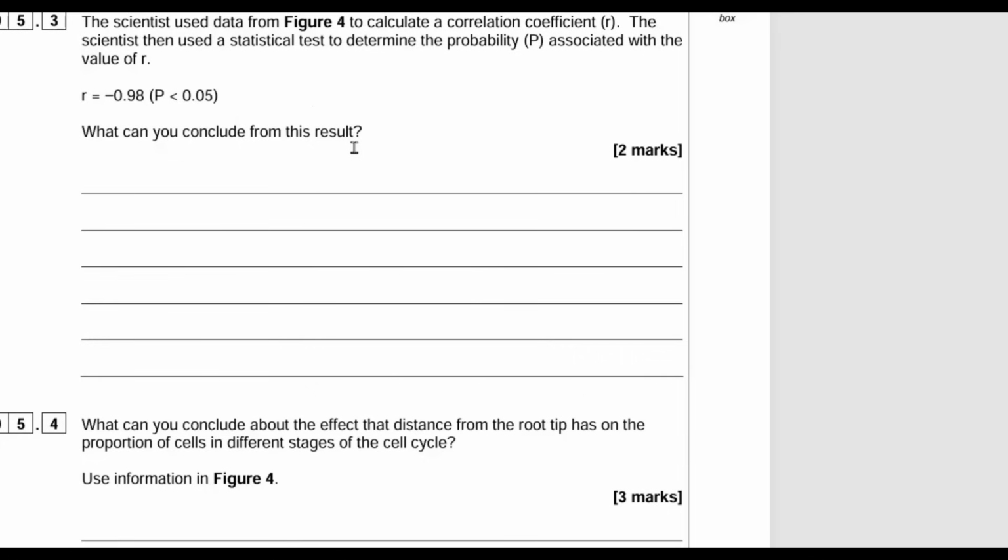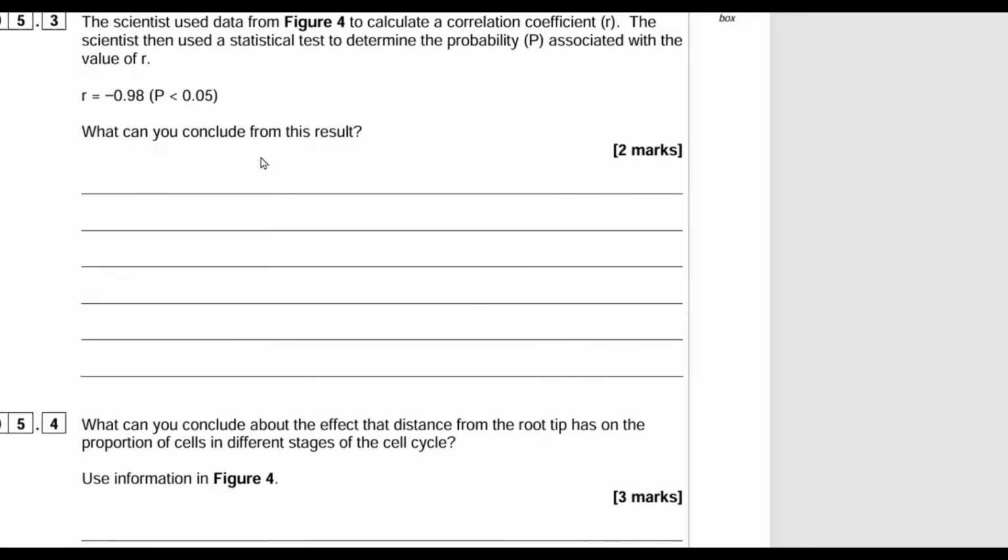What can you conclude about this result from that? Now, try to do this in your head, and then I'm going to go through it. So try to work out what they could conclude about that. And what they can conclude from this result, when we look at that graph, the graph was looking at a mitotic index and distance from the root cap. We're using Spearman's rank, or the correlation coefficient, to see if there is a correlation there. The null hypothesis would be there is no correlation between the mitotic index and the distance from the root cap.